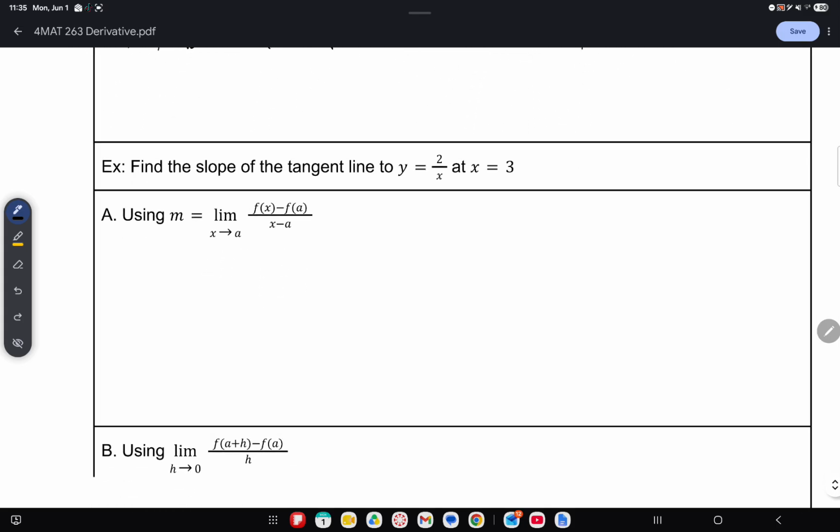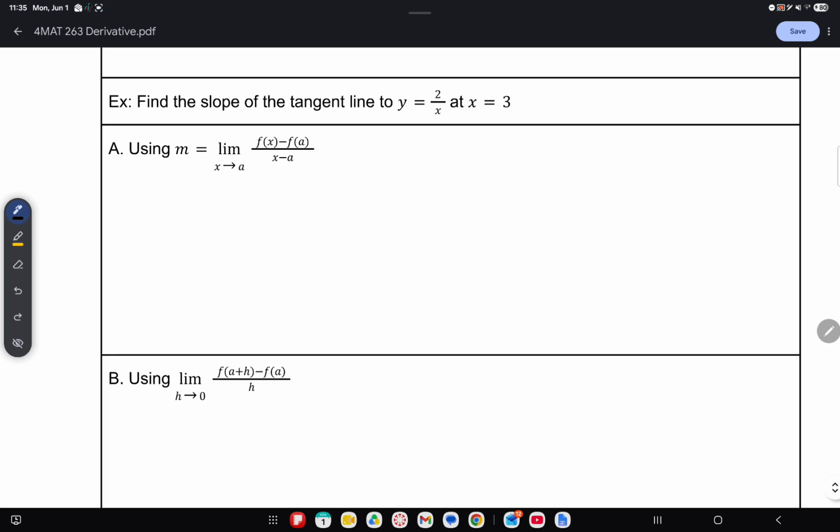Let's try again with another function. Okay. So we have the limit as x approaches a, which in this case is 3. Then we have the function 2 over x minus, if I substitute 3 in, so that's going to give me 2/3 all over x minus 3. Now if I try a direct substitution for this limit, I'm going to get a 0 as a denominator, which is what I don't want.